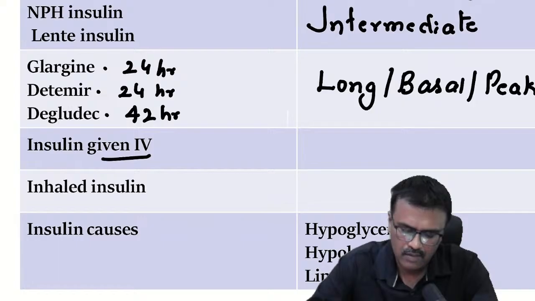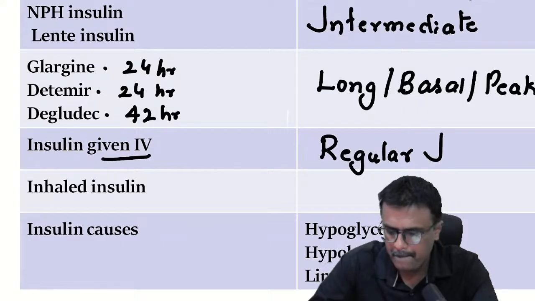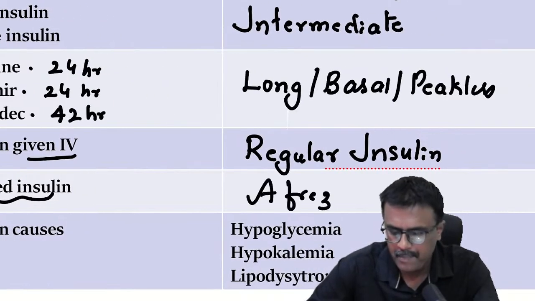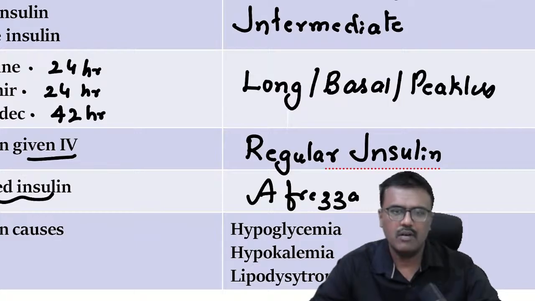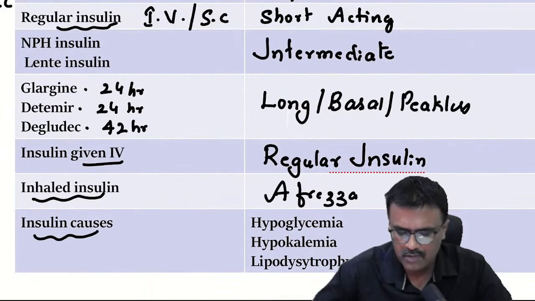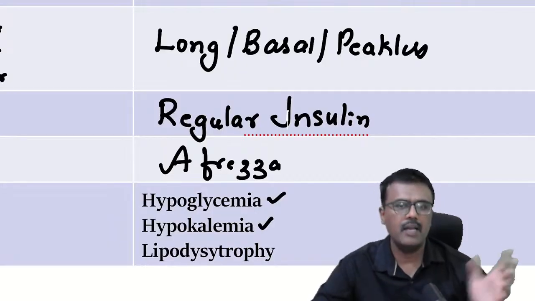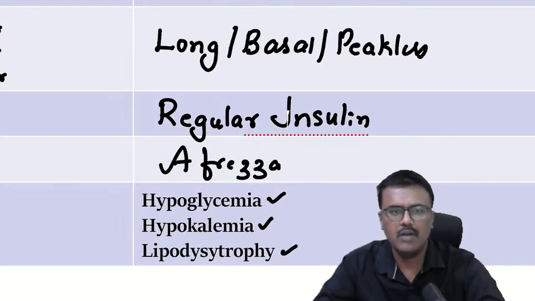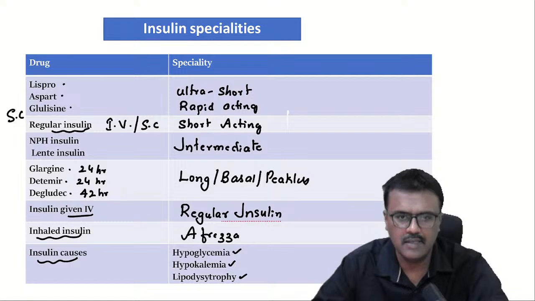Now, what is the insulin given IV in emergencies? Regular insulin. What is the inhaled insulin? The name is Afrezza. But when you give Afrezza by inhalation, you should rule out COPD and lung cancer because it increases the cough in them. What does insulin cause when you give it? It can cause hypoglycemia. It can cause hypokalemia. That's why in hyperkalemia we use insulin. Now, if you give insulin repeatedly at the same site, it will lead to lipodystrophy. So these are the various insulin specialties that can be asked in the exams.